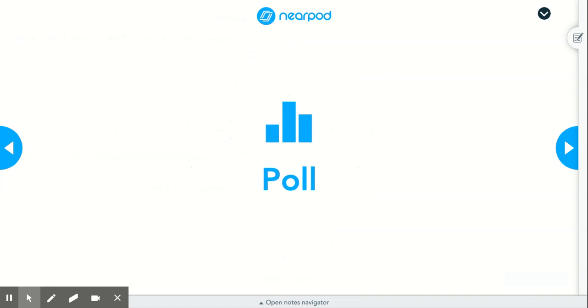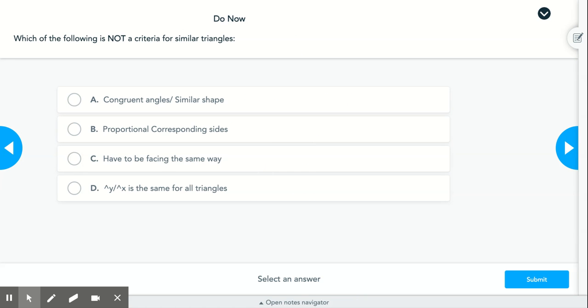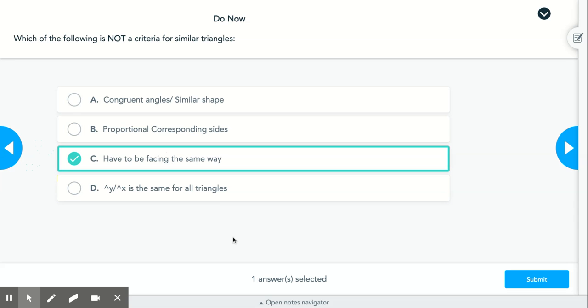And it started all here with this poll. This poll asked you to figure out which of the following is not a criteria for similar triangles. Remember, my criteria for similar triangles is that they are congruent with their angles, have a similar shape, proportional corresponding sides, and delta y over delta x is the same for all triangles. So in this case, A, B, and D are all three of my criteria. This is the only one that isn't exactly true and doesn't have to be true every single time.